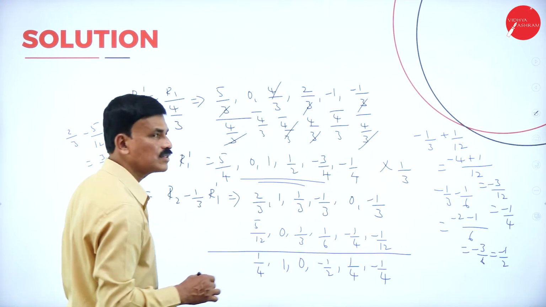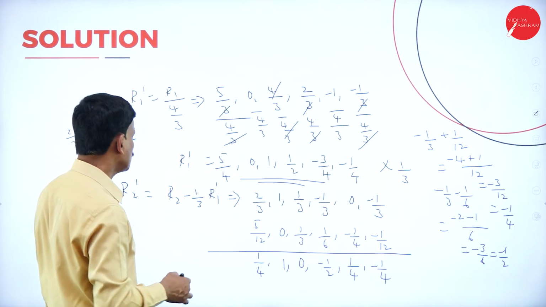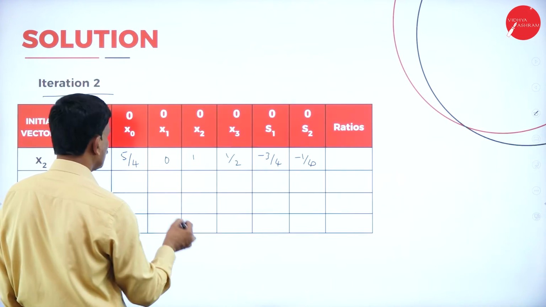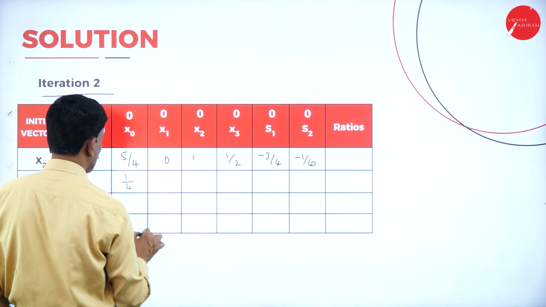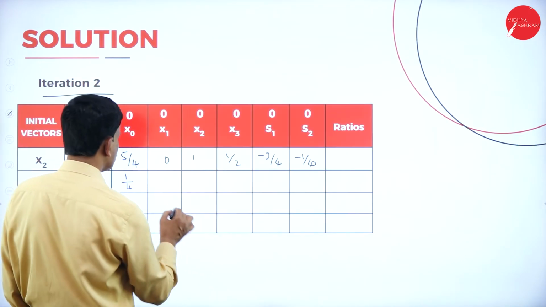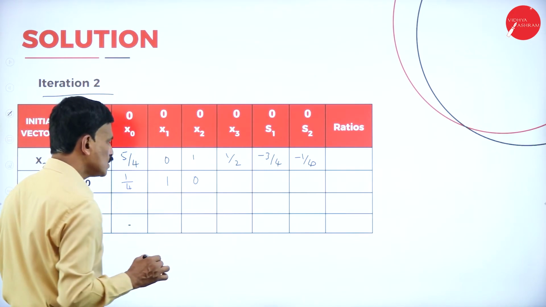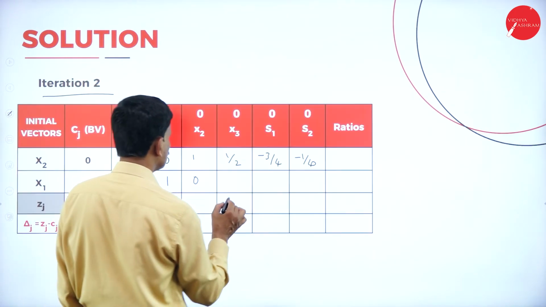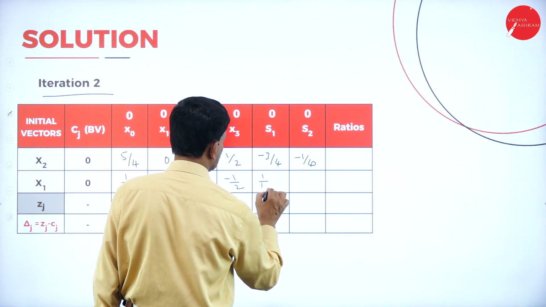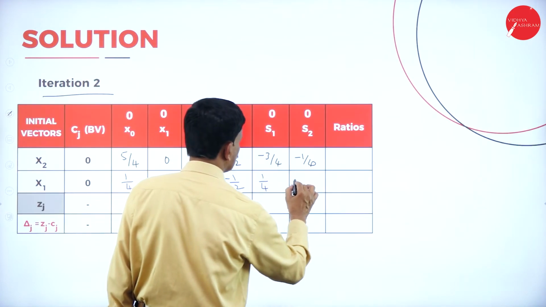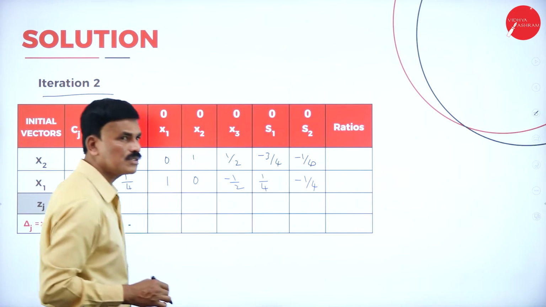So these are the values. Let me substitute these values in the table. So what are the values? 1 by 4. Here it is 1 by 4. Then 1, 0, 1, 0. Again minus 1 by 2, minus 1 by 2, 1 by 4 and minus 1 by 4. These are the values. Okay.